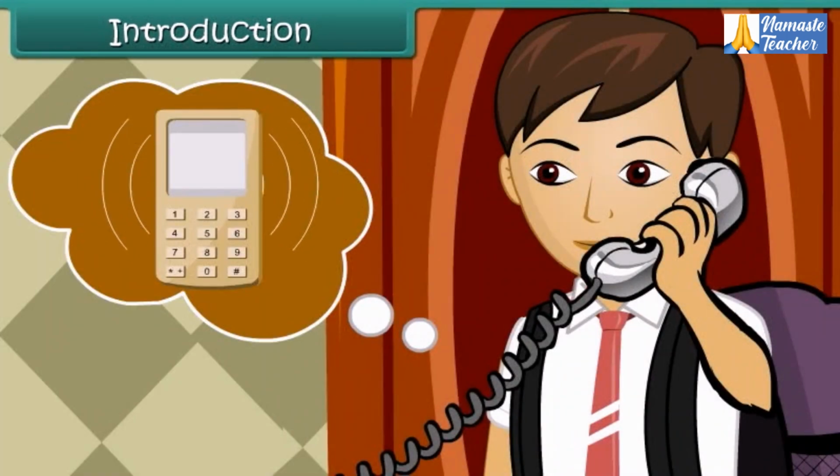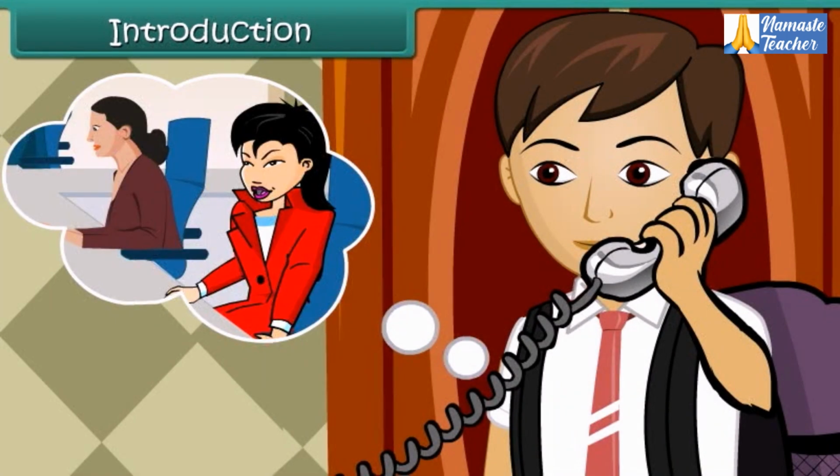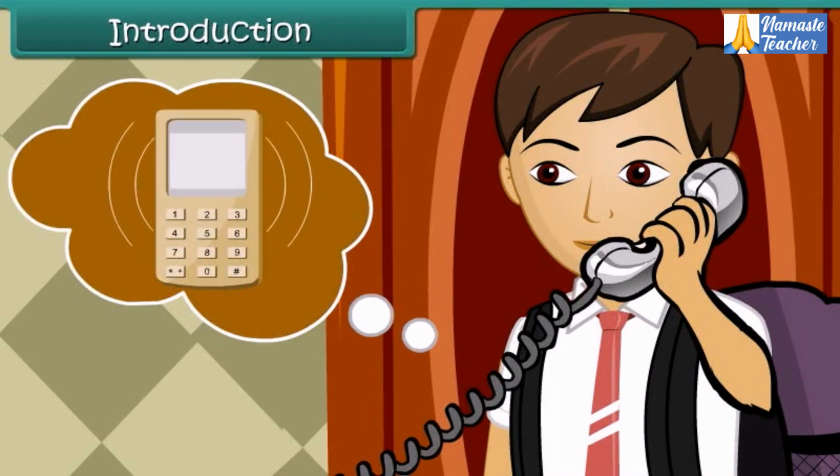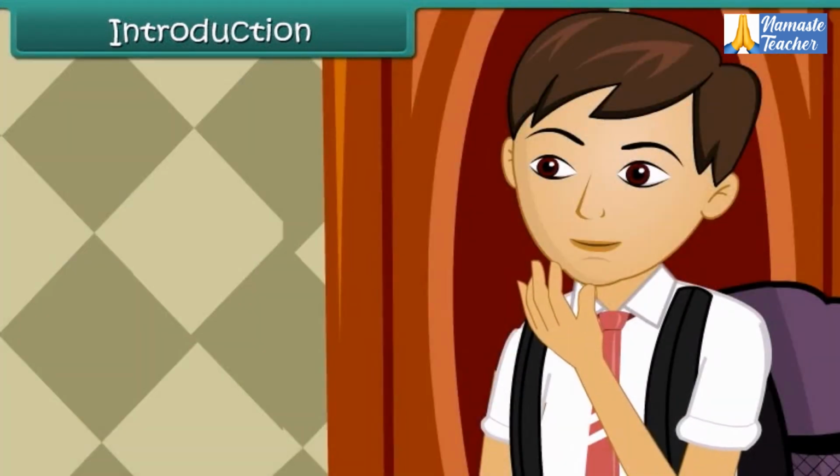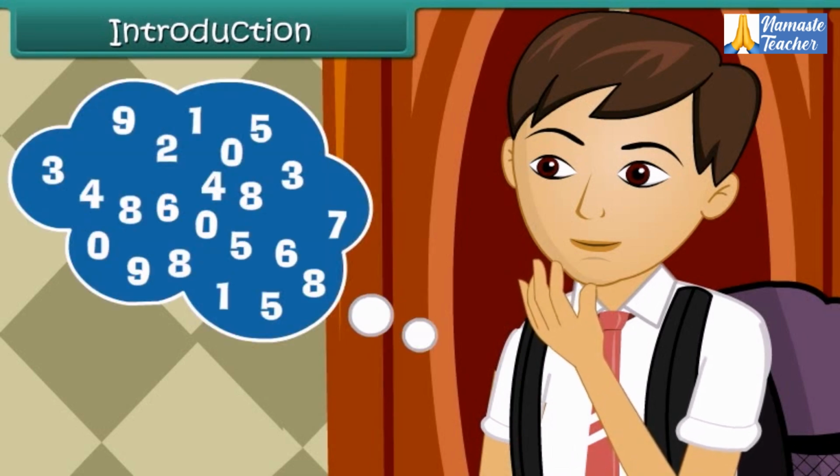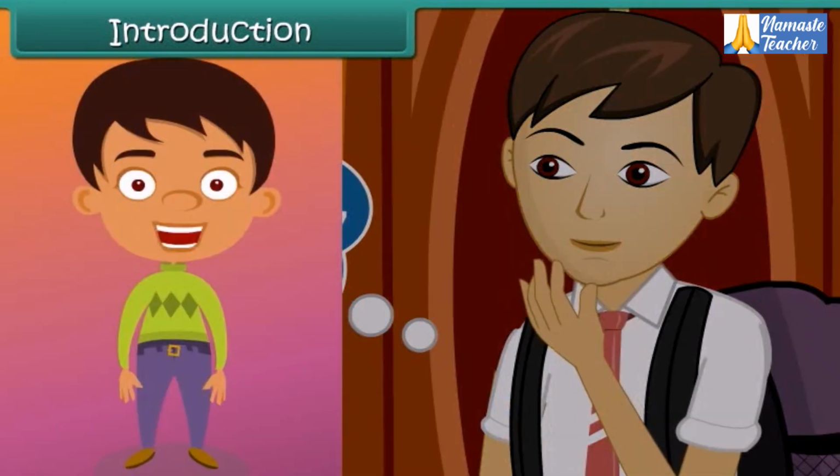So he calls his mother again to get his father's mobile number. But she is busy in a meeting and does not attend his call. Sumit has no option but to wait for his father's return in the evening. He then understands how important numbers are. In this lesson, we study numbers in detail.